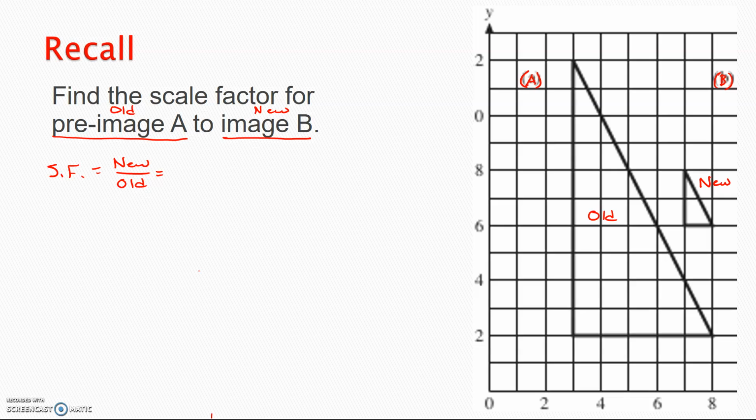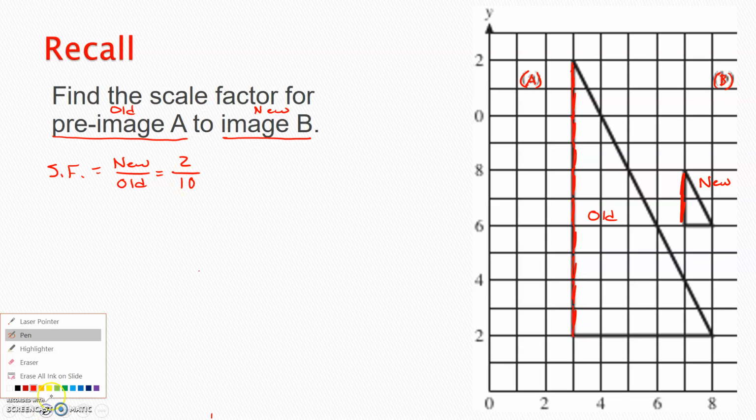Pick a side. I'll pick this side. So start off with the new on top. This side is a distance of 1, 2 spots, so the new one is 2. The old one, if I compare it to the same side, is 1, 2, 3, 4, 5, 6, 7, 8, 9, 10. I always want to simplify my scale factors, so we divide the top by 2, the bottom by 2, and I get 1/5.